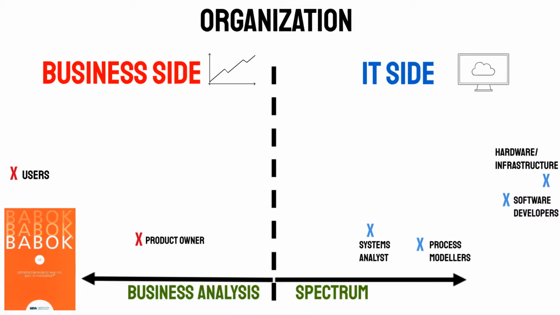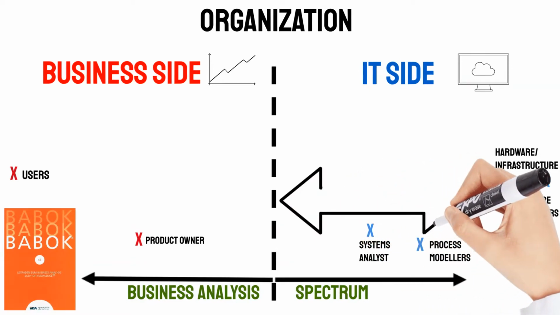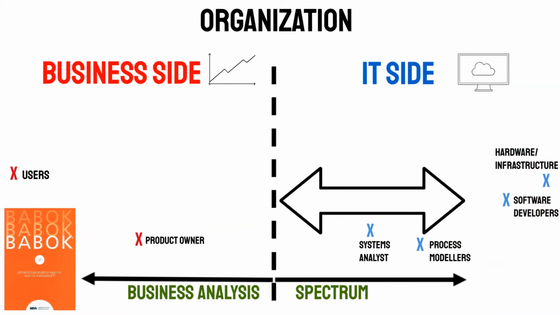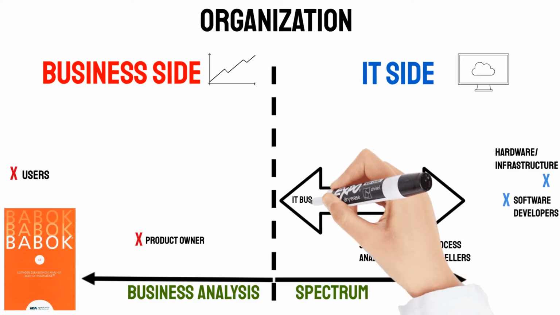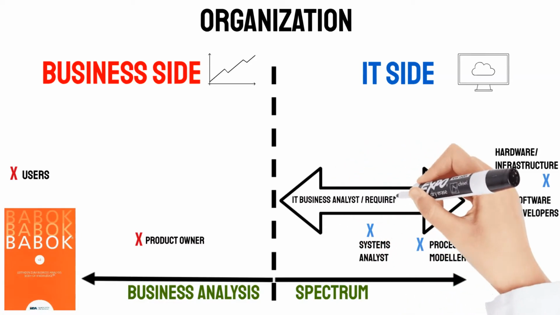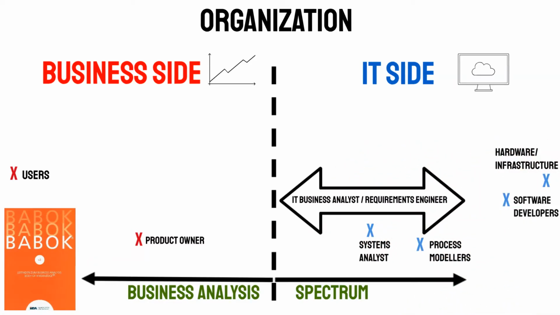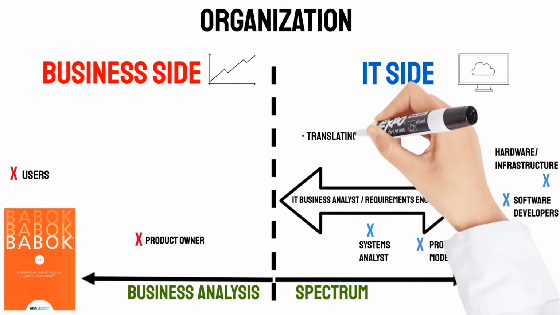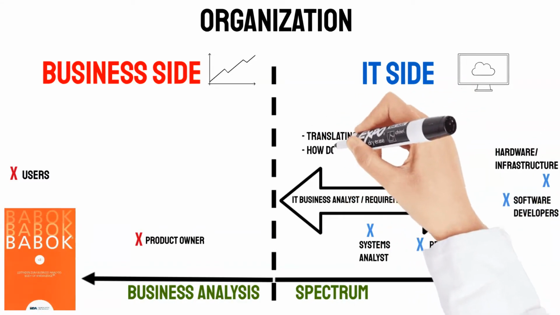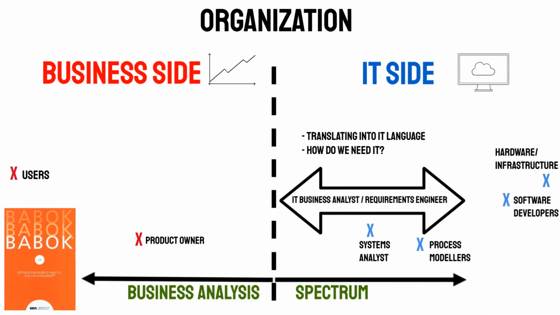As you can see on the right hand side, the systems analyst and the process analyst or process modeler are more IT related, and roles which are more on the IT side are most often called IT business analyst or requirements engineer in job descriptions. Maybe you have seen these different job titles in job descriptions before. And mainly what people on the IT side are doing is translating requirements into IT language, or basically, how do we need things?